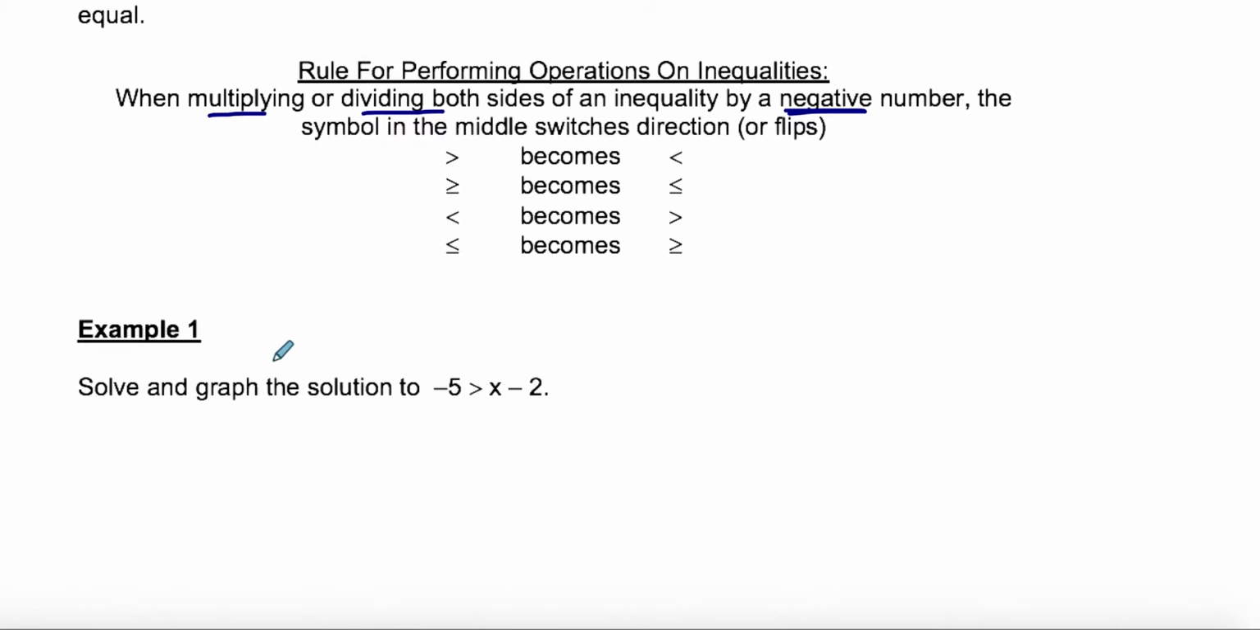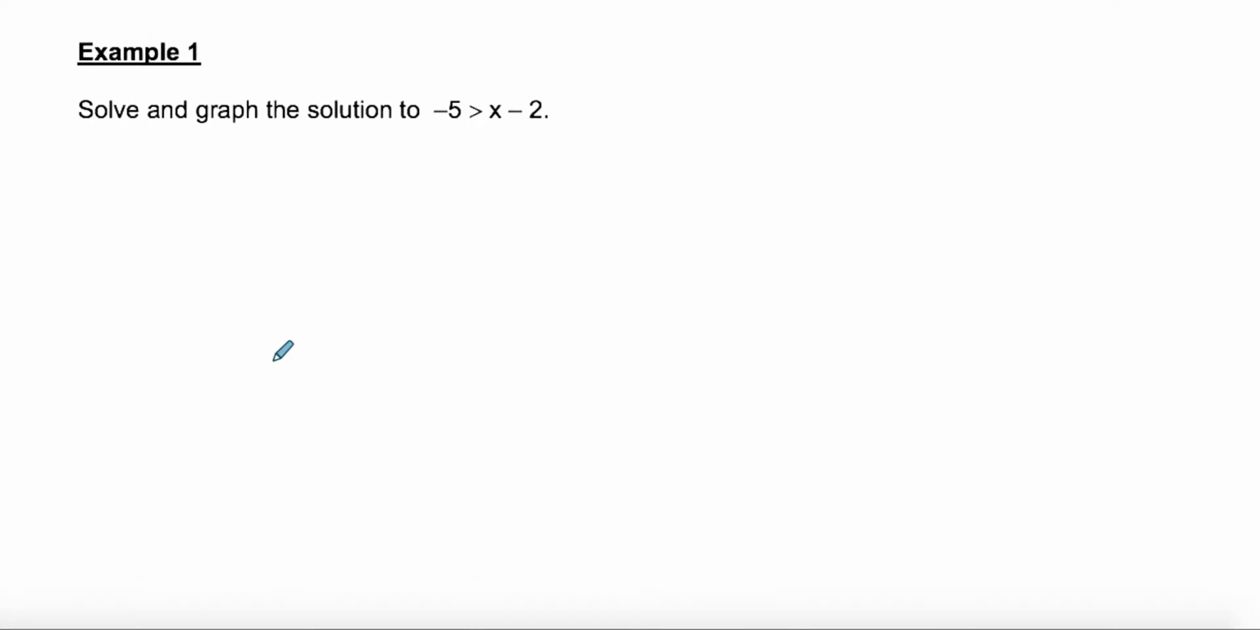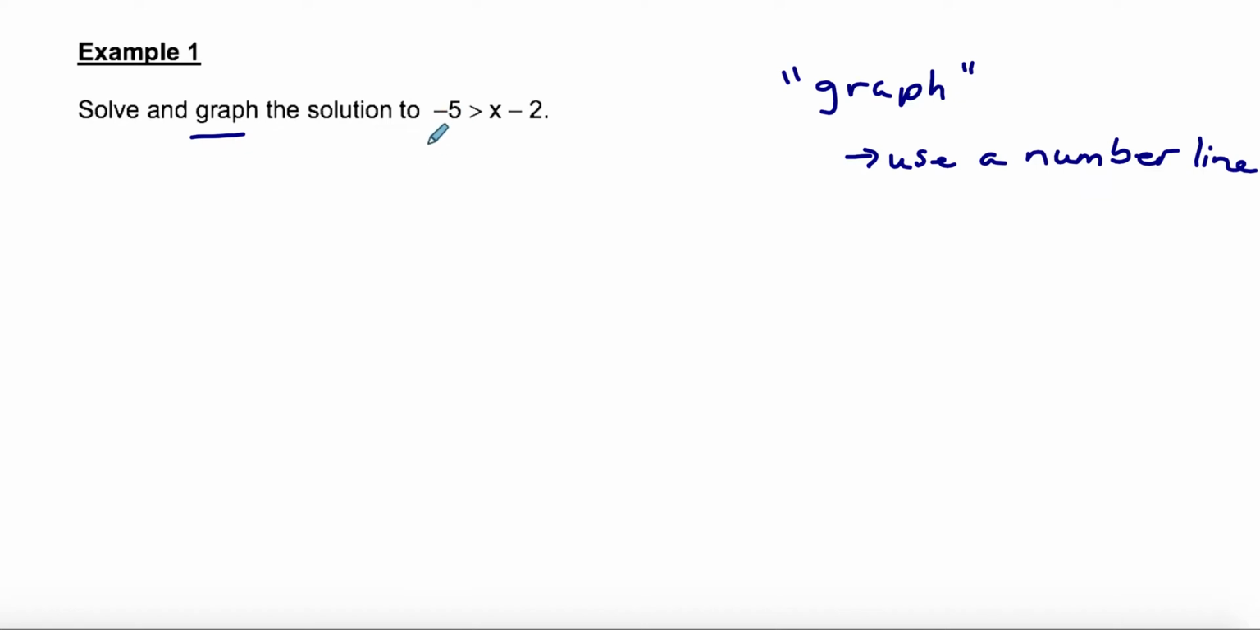So let's look at example 1. We're going to solve this. Just imagine there's an equal sign here in the middle, and I want you to get the x by itself. It also says to graph the solution. For us, a graph is just going to mean a picture of what we see. So we're going to use a number line. We'll graph it in a second, but right now, we're going to have our inequality.